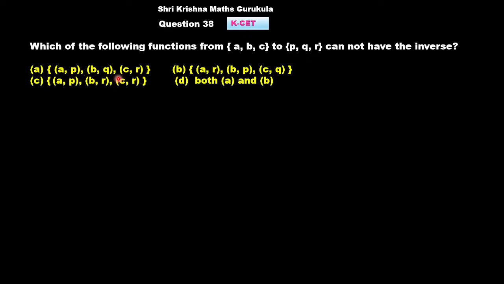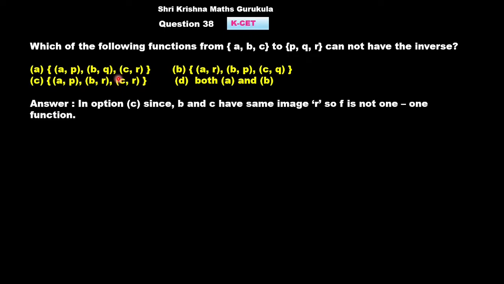Now, the very first condition for a function to have an inverse is that it has to be bijective. That is, the function has to be both 1-1 and onto. If the function is 1-1, in the ordered pairs there should not be repetition of any second element. That is, there should not be repetition of any image element. All the image elements should be unique. Is that so? Check option A. Yes. P, Q, R. All the image elements are different, unique and not repeated. So it is 1-1.